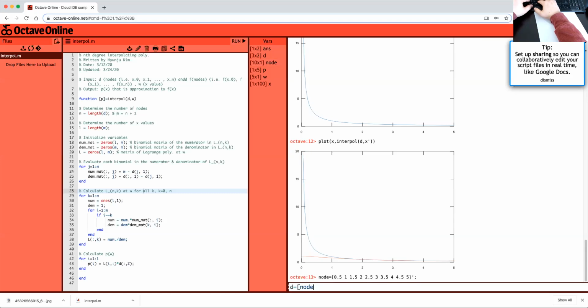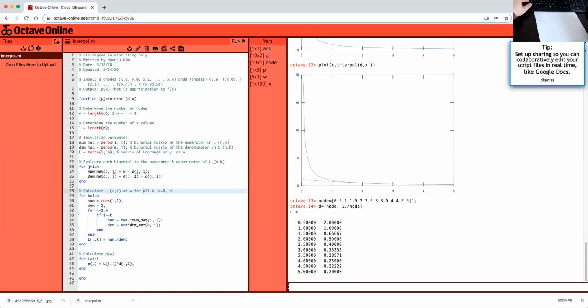Let's see. And then node, 1 over. So we got this. If you use a comma, that means not moving to the next row, but the next column. So the second column is the function value at each node. So how many nodes do we use? 1, 2, 3, 4, 5, 6, 7, 8, 9, 10. We use 10 nodes. It means that the code will generate the 9th degree Lagrange polynomial, right?